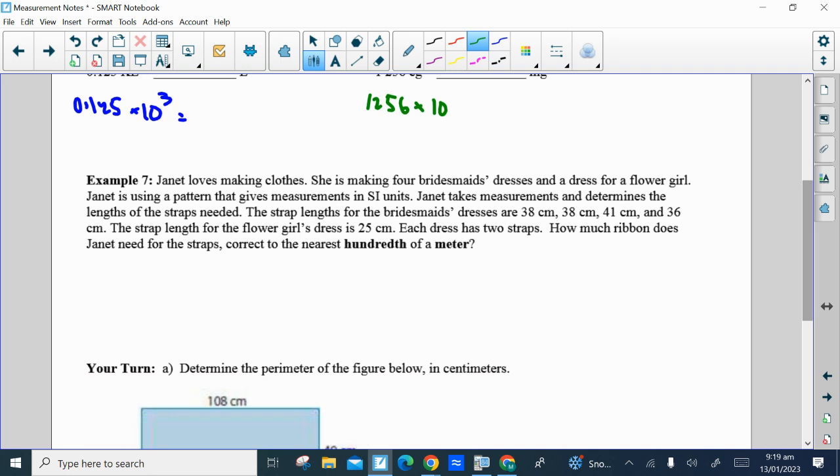Example 7 says Janet loves making clothes. She's making 4 bridesmaids' dresses and a dress for a flower girl. She's using a pattern that gives measurements in metric units. She takes measurements and determines the lengths of the straps needed.